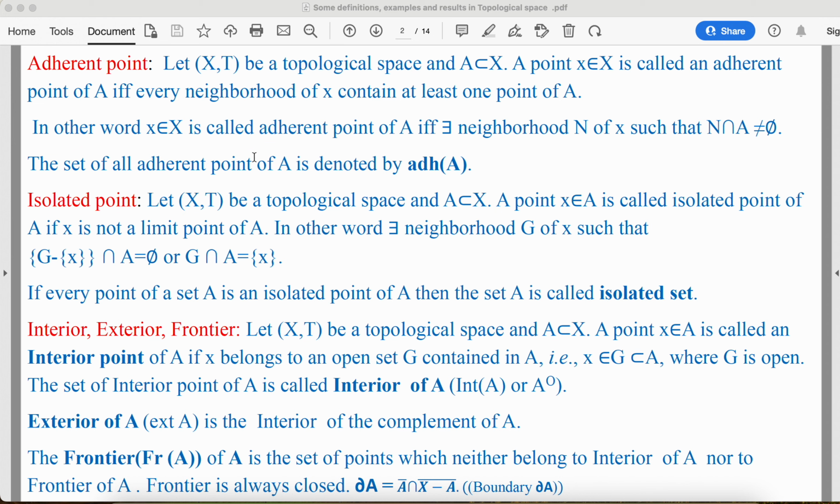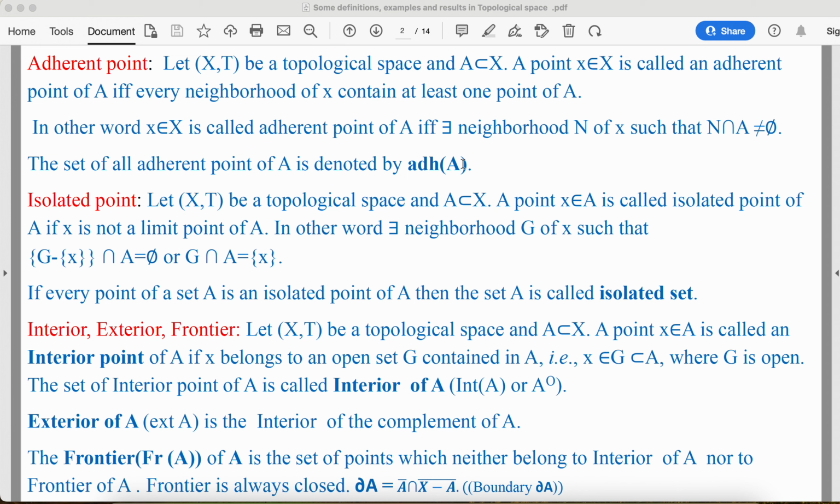It means the point x belonging to X is called an adherent point of A if and only if there exists a neighborhood N of x such that the intersection of N and A is not equal to phi, meaning it is non-empty. And we denote the set of all adherent points of A by writing ADH within brackets A. So this means adherent points of A.